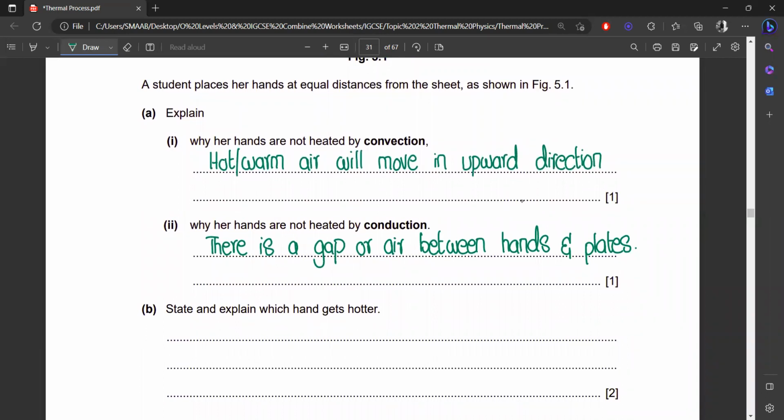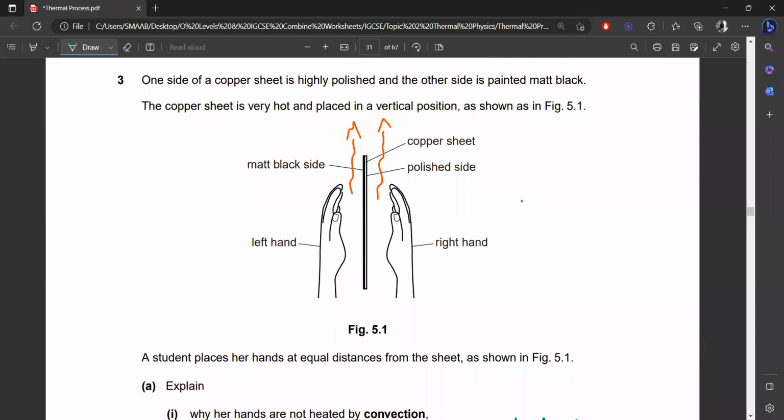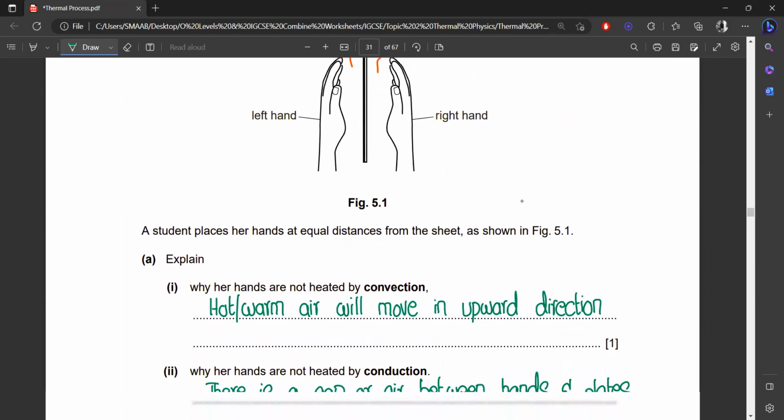And state and explain which hand gets hotter. First, you need to identify which hand will get hotter, and then you find out the reason also. Is it the left hand? Okay, left hand. And what will be the reason? Because of the black side. Because of the matte black side.